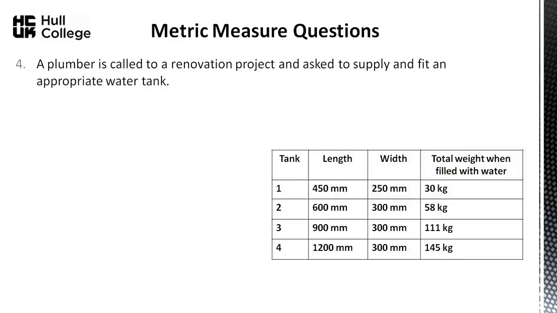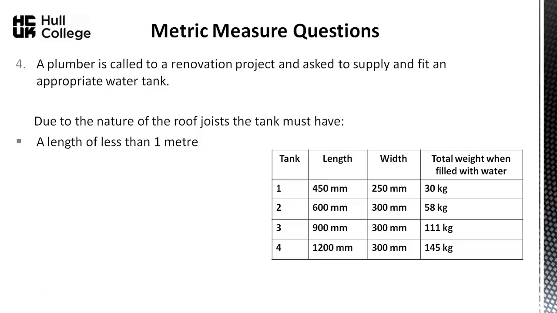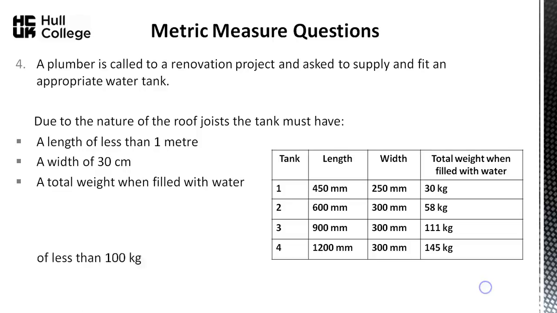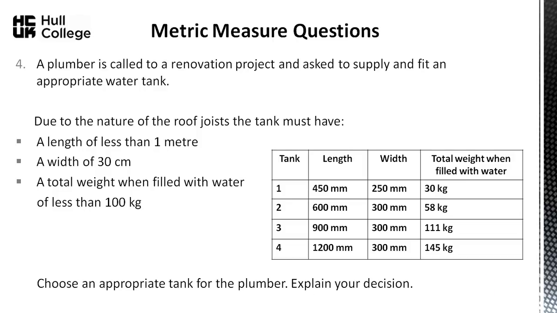Question 4. A plumber is called to a renovation project and asked to supply and fit an appropriate water tank. Due to the nature of the roof joist, the tank must have a length of less than 1 metre, a width of 30 centimetres, a total weight when filled with water of less than 100 kilos. Suitable tanks and their dimensions are shown in the table. Choose an appropriate tank for the plumber. Explain your decision. Pause the video while you answer the question.